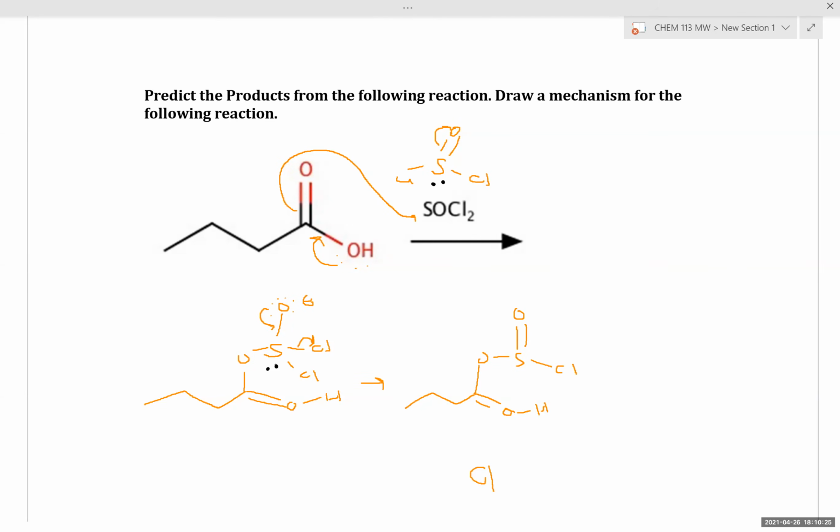So now we have our carboxylic acid activated with thionyl chloride. We have this pretty activated carbonyl carbon, and we have a nucleophile, not a very strong one, but it's strong in the context of this reaction because we have such a reactive and activated carbonyl carbon that even weak nucleophiles such as chloride will attack the carbonyl carbon.